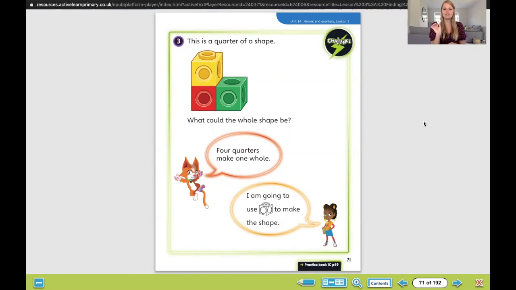Now what I'd like you to do now is I'd like you to pause the video and have a go at making your own template if you don't have cubes at home. Once you've done that, I would like you to have a little play around to see if you can make a whole shape using the 4 quarters of the shape. Good luck.